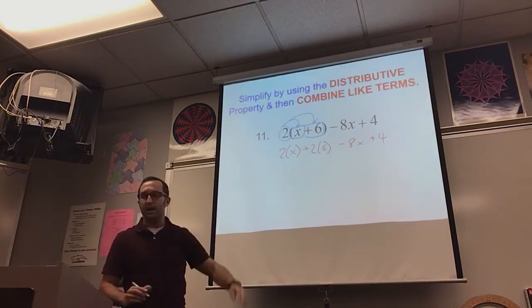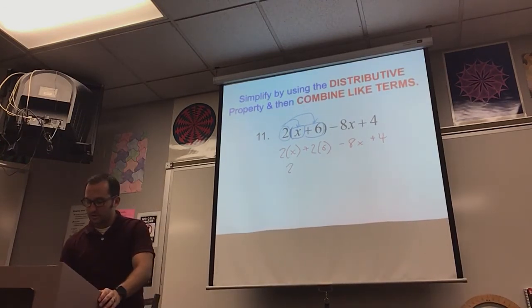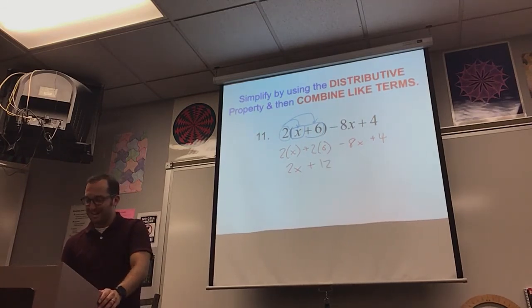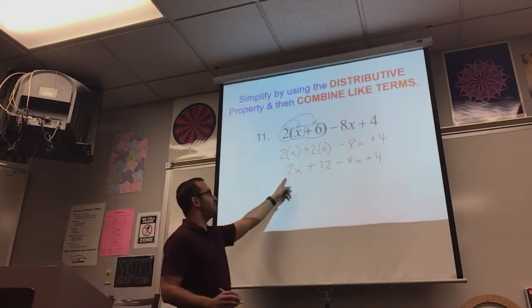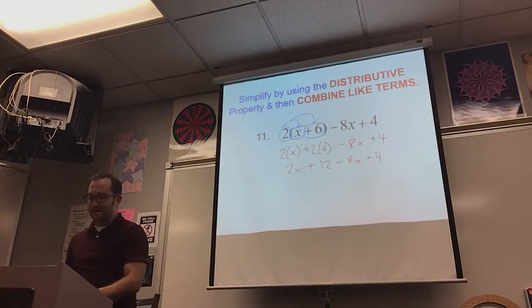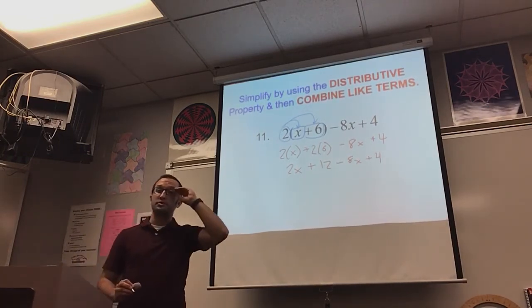Now let's simplify. 2 times x is 2x. 2 times 6 is 12. And then minus 8x plus 4. Hey, what can I do now? I can do my shape method, right? Write that down to yourself. Do the shape method now.